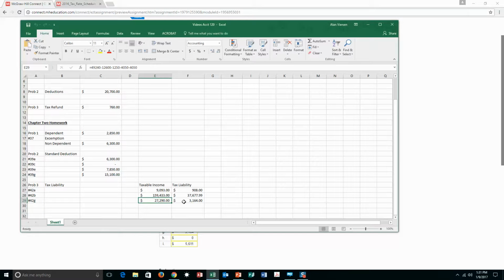Okay, so there are a lot of these problems. They're the basic beginning to doing the tax calculation, and you just need to practice.